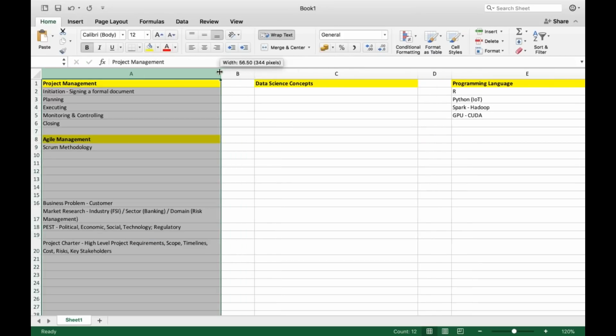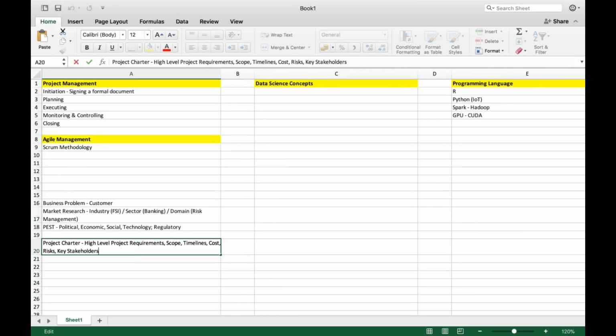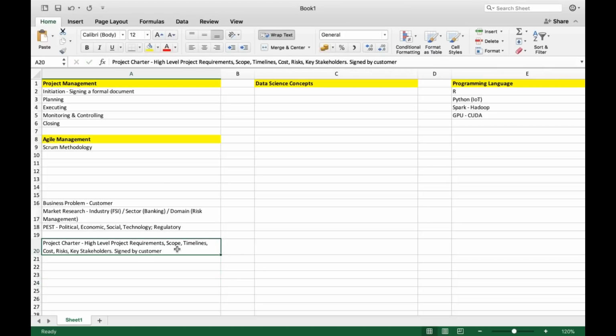And this has to be formally signed by the customer. Formally signed by the customer. That's it. Once they sign, you can get started on the project because they have agreed at a high level to the requirements, to the timelines, cost, risks, and you know who the key stakeholders are. Get it signed by the customer, get started.